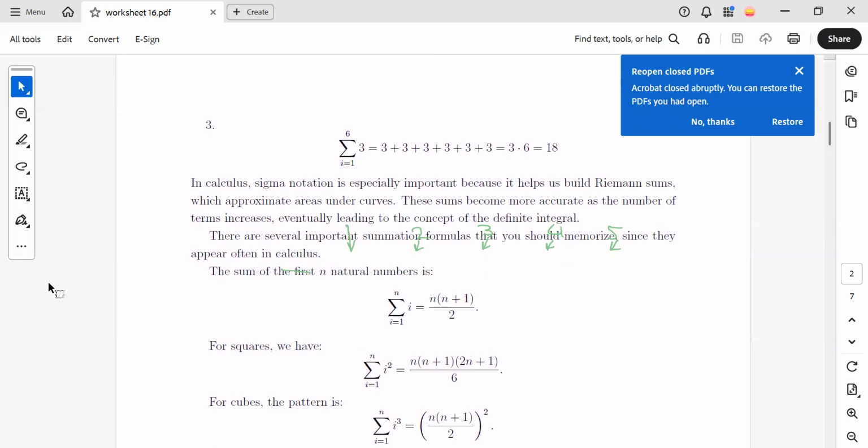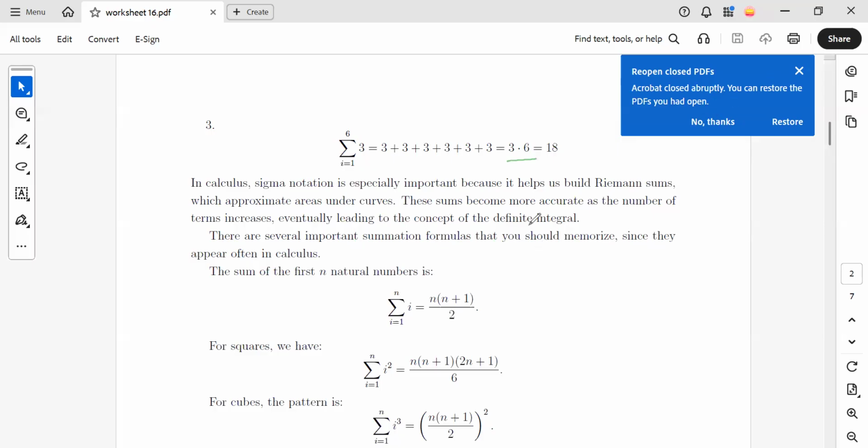If you have 3, just a number inside the sigma, and i changes from 1 to 6 here, it means that you would write 3 six times and you would add them up. This is why you may combine them together as 3 times 6 here.